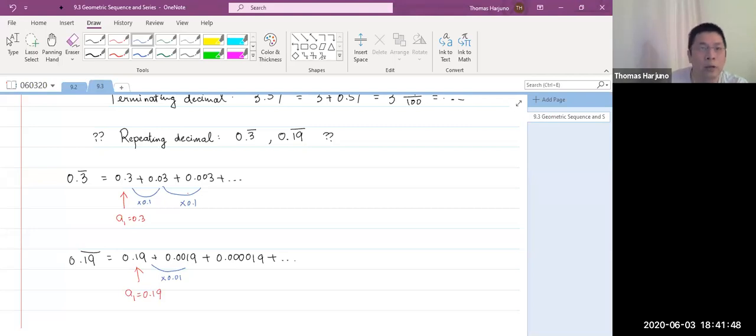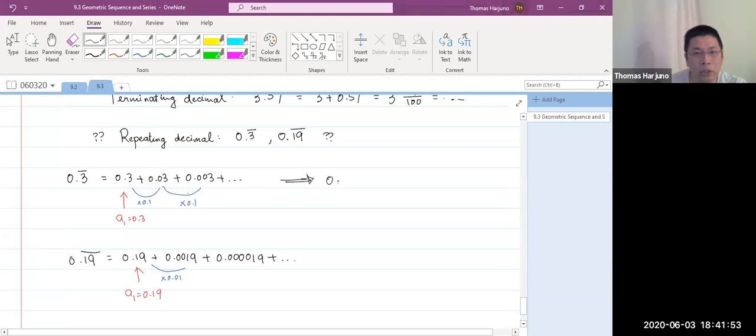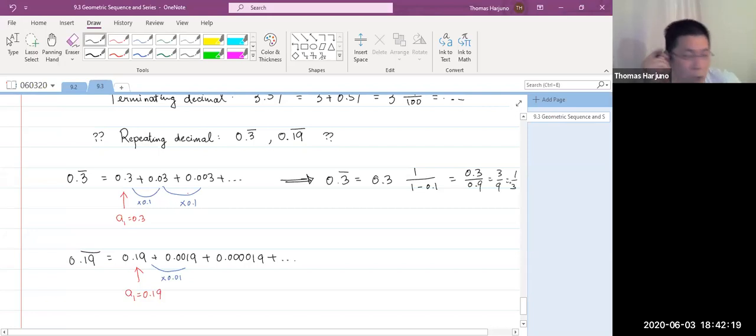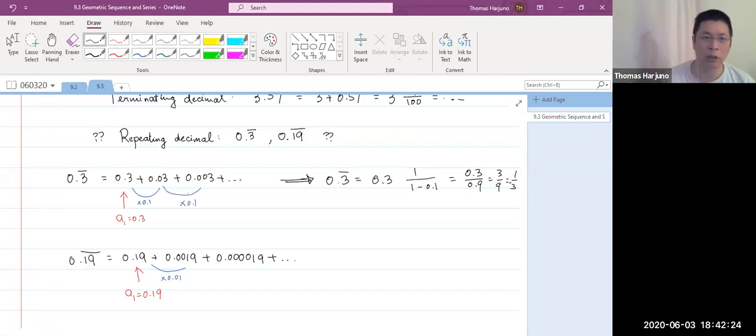So then 0.3 bar now can be seen as the first term 0.3 times 1 over 1 minus 0.1. That is 0.3 over 0.9. That's 3 over 9. That's 1/3. So you can use your calculator and type in 1 over 3. What's the decimal? You will see 0.3333333.